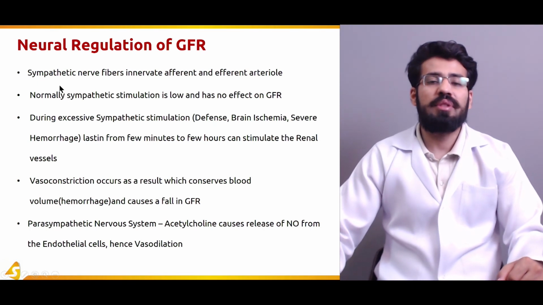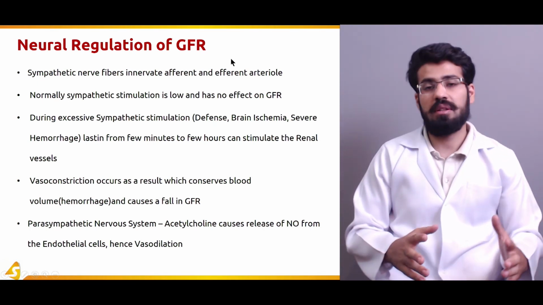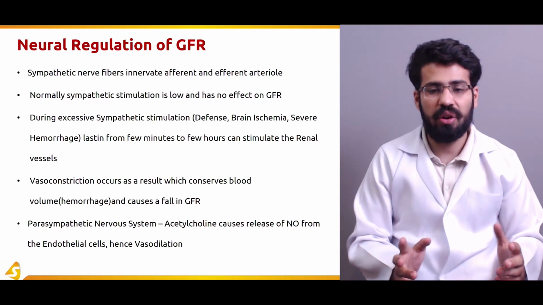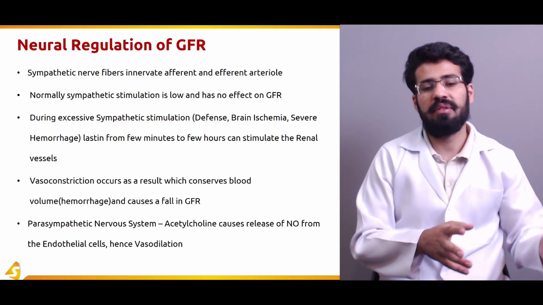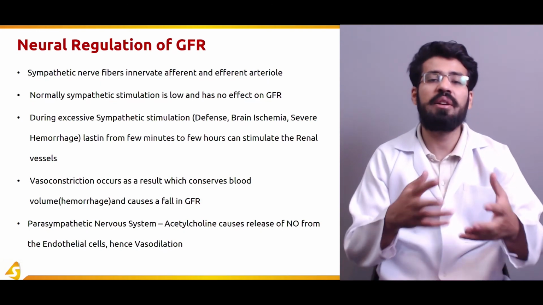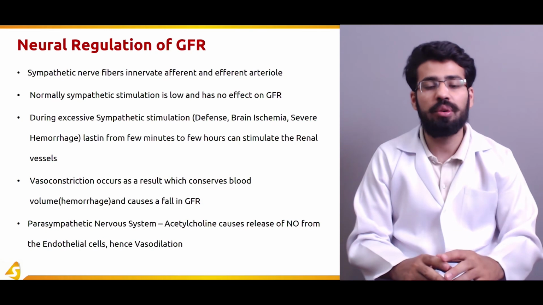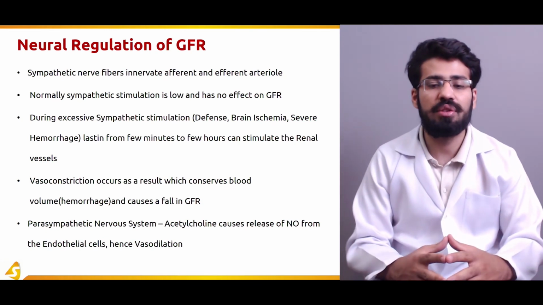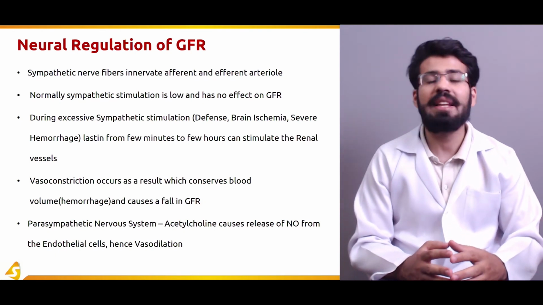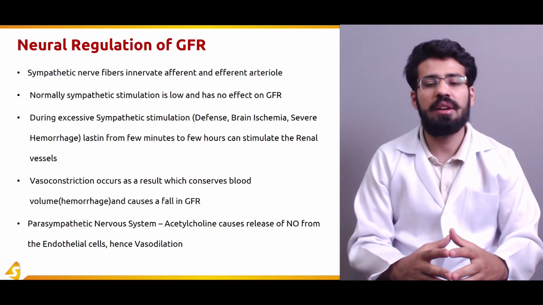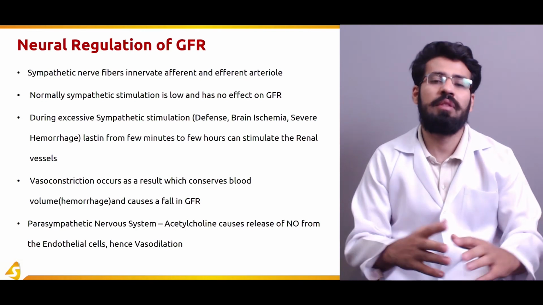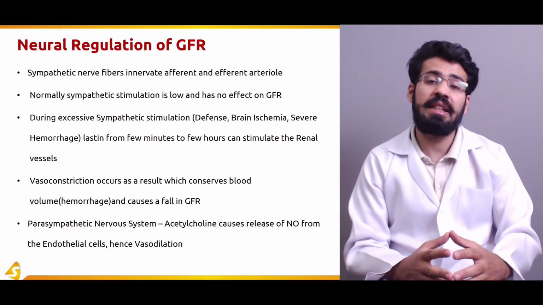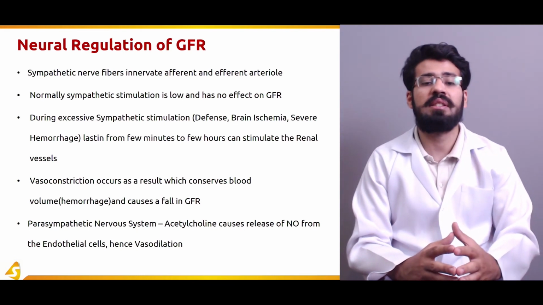The neural regulation of the GFR: we have discussed in detail how the sympathetic system controls the glomerular filtration rate, and that is because the sympathetic system has nerves that innervate both the afferent and the efferent arterioles. Normally, sympathetic stimulation is low. In case of low sympathetic stimulation, it has little or no effect on the glomerular filtration rate. But what happens when the sympathetic stimulation is excessive?